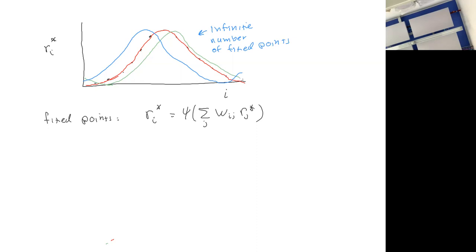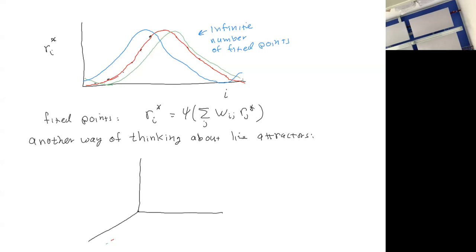Okay. And so this picture of a hill of activity is a really, really useful way of thinking about this. But there's another way of thinking about line attractors, and we're going to go back and forth between the two. So it's a really good idea to have both of these in your brain.